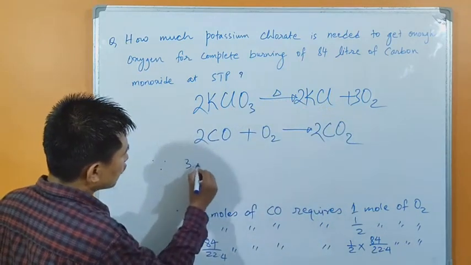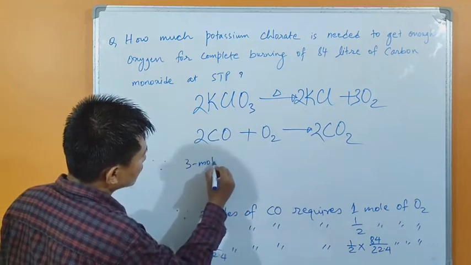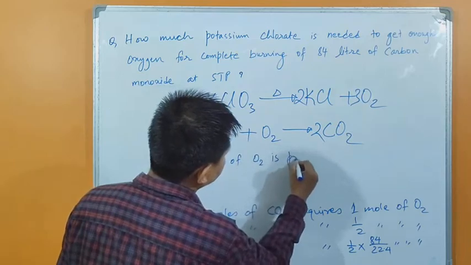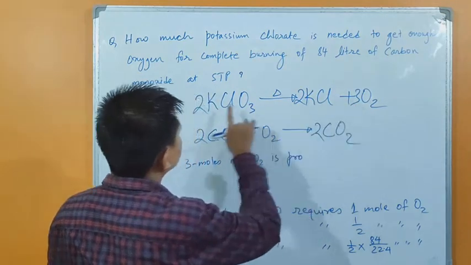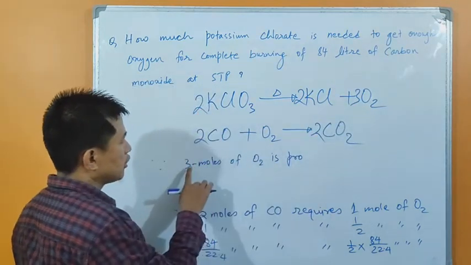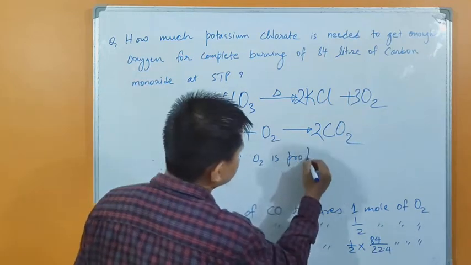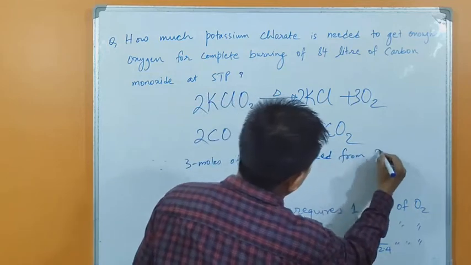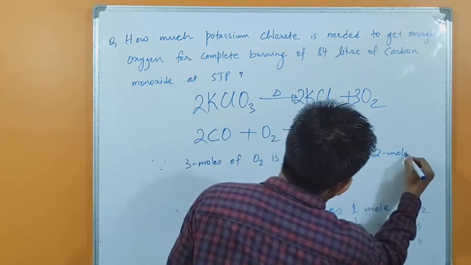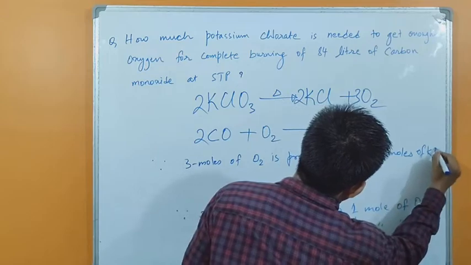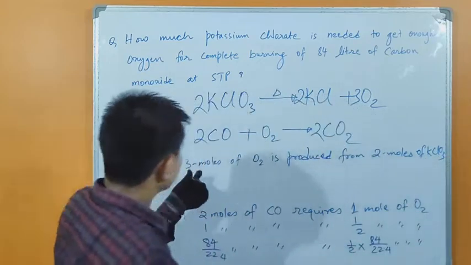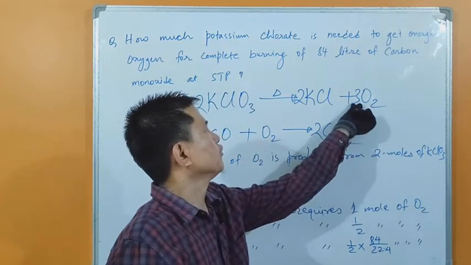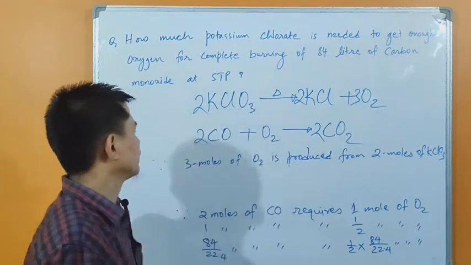Since 3 moles of oxygen is produced, you can see 3 in front, and 2 in front of KClO3. So 3 moles of oxygen is produced from 2 moles of KClO3, isn't it? 3 moles of O2 is produced from 2 moles of KClO3. We got this from the equation.